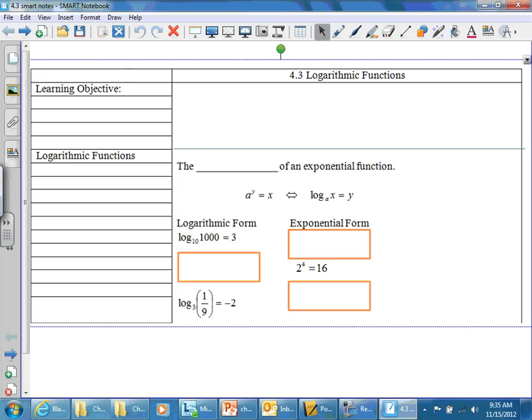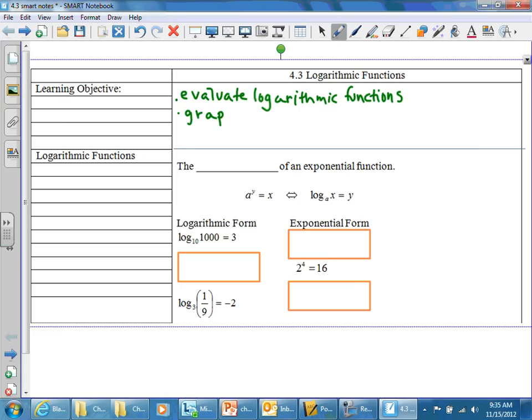So our learning objectives for today, we're going to evaluate logarithmic functions, graph logarithmic functions, and use basic log properties.